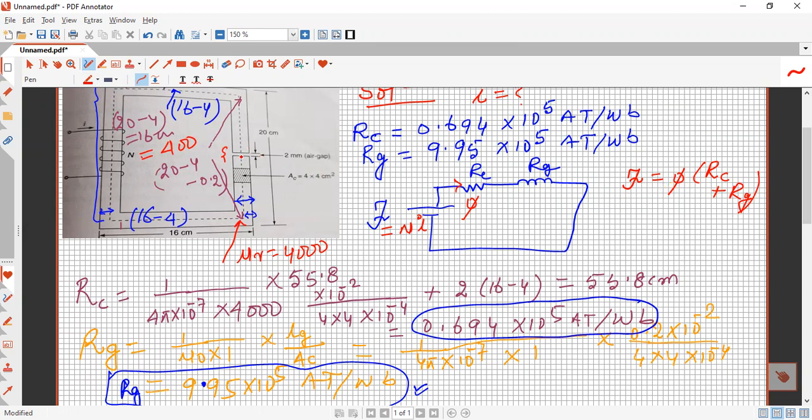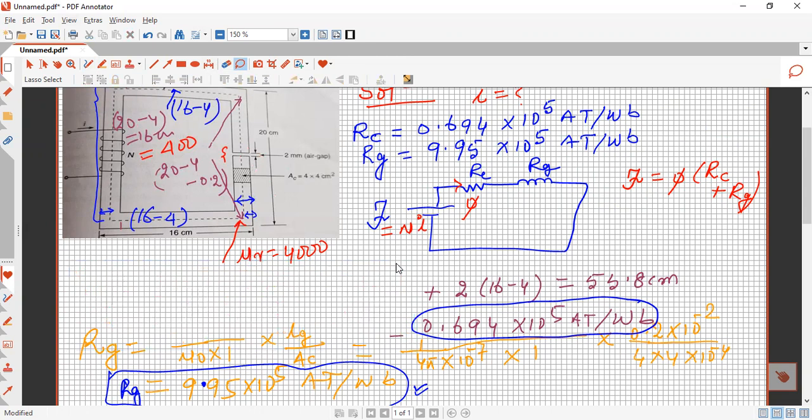So here the flux density in the air gap is given. We need to find, first of all, the value of flux in the air gap. How much flux is flowing in the air gap? So let us clear some space here. Now we need to find out the flux.